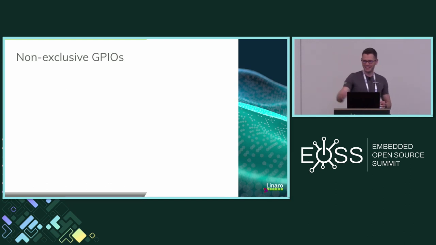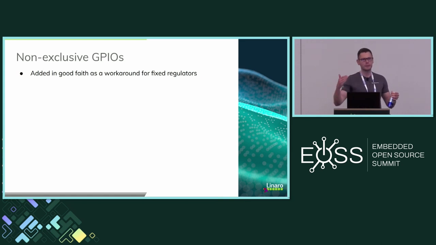Non-exclusive GPIO, so Krzysztof's favorite. At some point, we had a use case in the regulator subsystem where we needed to provide GPIOs that could be used by multiple users. Because if you don't know, GPIOs can only be requested exclusively. Unlike, for instance, the reset subsystem, a GPIO should only be requested by a single user, either in user space or in the kernel. Not really, because we did introduce a workaround for fixed regulators, and it was supposed to only be used by the regulator subsystem.